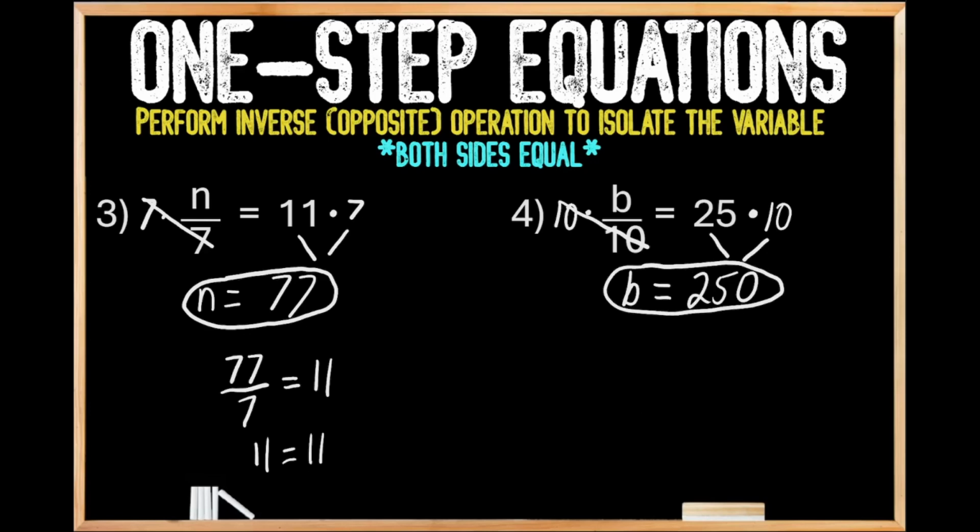So we're going to plug in the value for b, which is 250, being divided by 10, which is equal to 25. Well, when we divide 250 by 10, we get 25, and then since both sides of the equation are equal, it means that we have the right answer and b is in fact equal to 250.